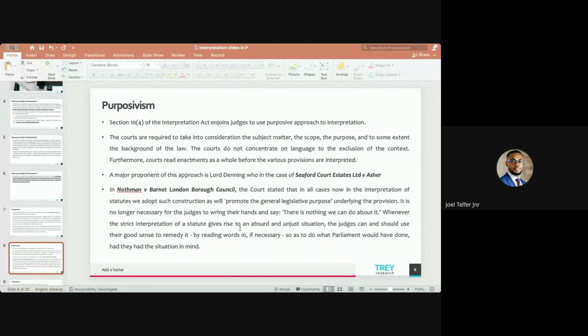Also, in the case of Northman and Barrett's London Borough Council, the court noted that any construction that is done must be to promote the general legislative purpose underlining that provision. And so judges cannot fold their arms and say that, well, this is what the lawmaker has said. If this is what the lawmaker has said, there's nothing we can do about it.